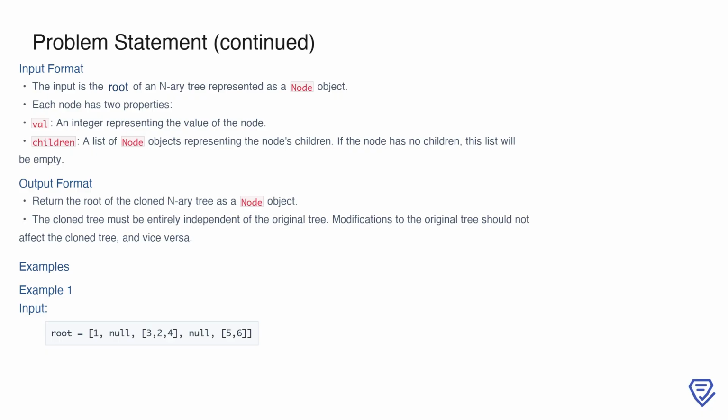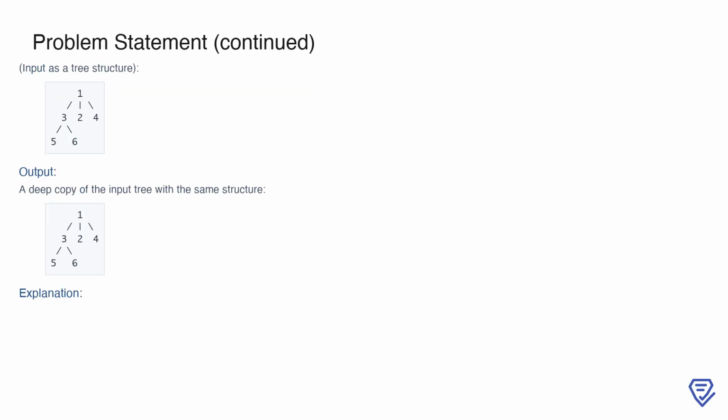To clarify the expected behavior, let's look at an example. Suppose the input tree is represented as a nested list, 1, null, 3, 2, 4, null, 5, 6. This input can be visualized as an N-ary tree with the root node having the value 1. The root has 3 children, nodes with values 3, 2, and 4. The node with value 3 further has 2 children, nodes with values 5 and 6.